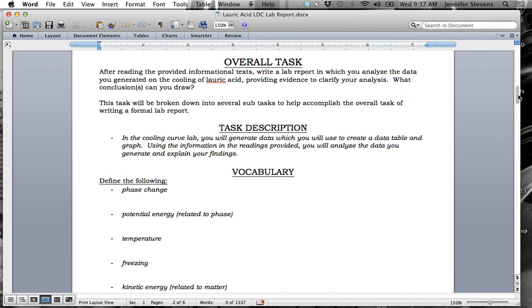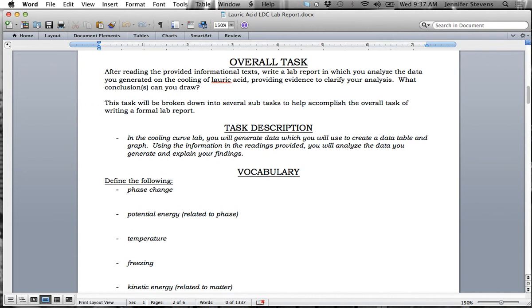All right, so looking at what you need to do, the first part is the overall task. So you're going to be reading some provided informational texts that we'll talk about in a minute. You are going to write a lab report in which you analyze the data that you generated on the cooling of the lauric acid and provide evidence to clarify your analysis. And you're going to try to draw some conclusions and relate what we saw in the lauric acid lab to the things that we have learned in class. So what I have done is break this down into several subtasks to help you.